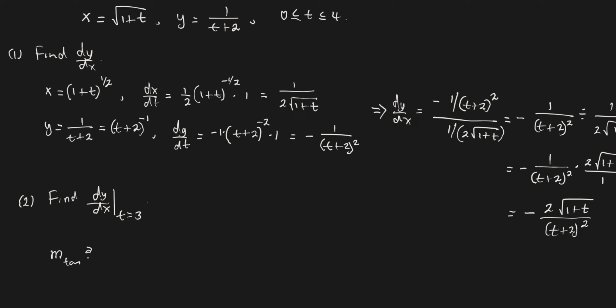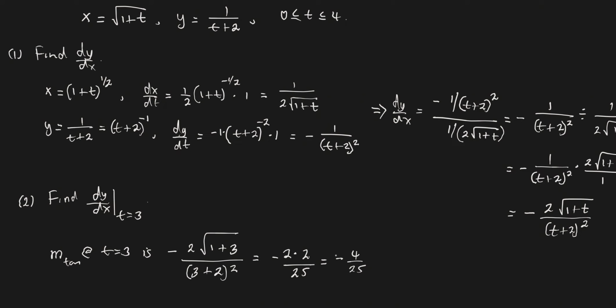Which is another way of saying, the slope of the tangent to this curve at t equals 3 is, and then let's write down the expression. So we have negative 2 times the square root of the quantity, and then I'll just plug stuff in. So 1 plus 3 there, and then we'll have 3 plus 2 there, and then that's squared. So that's equal to negative 2 times the square root of 4, which is 2, and then over 5 squared, that's 25. So we end up with negative 4 over 25, right?